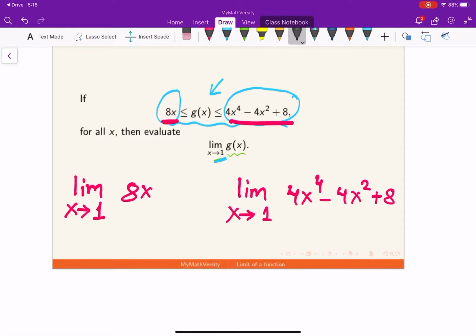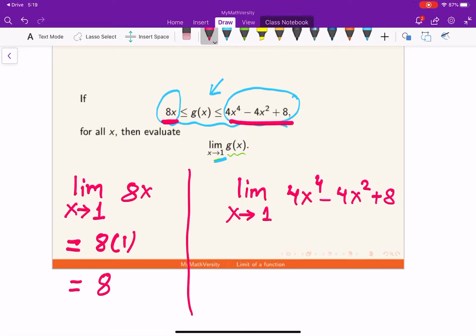So how to find the limit of 8x? Isn't 8x a polynomial function? If this is a polynomial function, then we can just use the direct substitution property, which is to directly substitute. So the limit of 8x is to replace x by 1, so 8 times 1 is equal to 8. So by the direct substitution property, the limit of 8x is just 8.